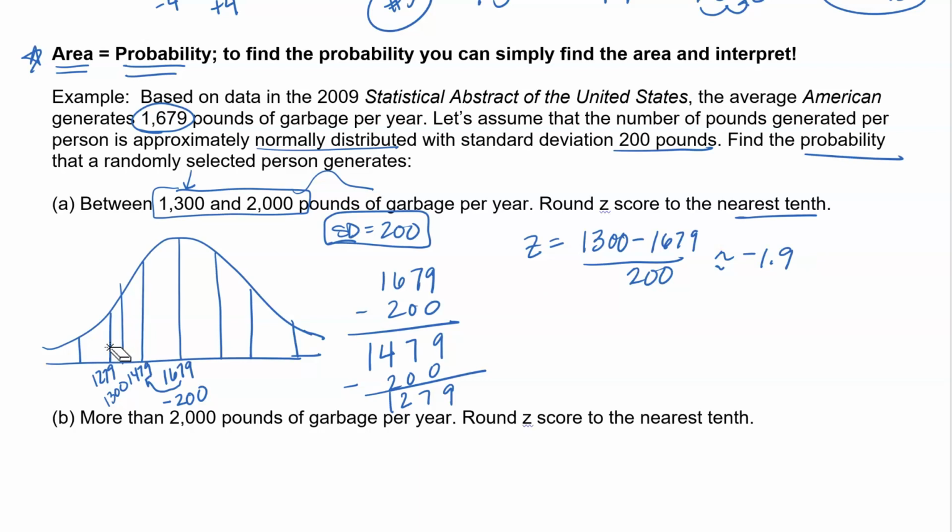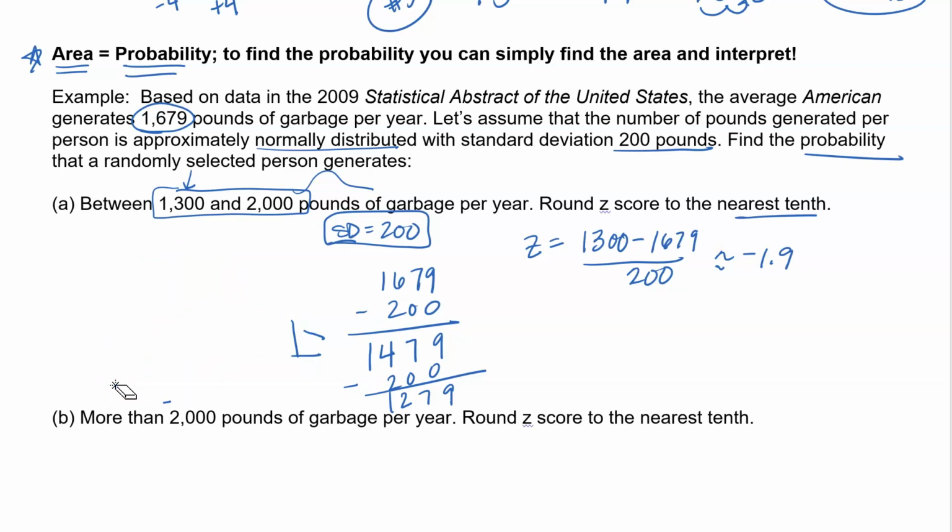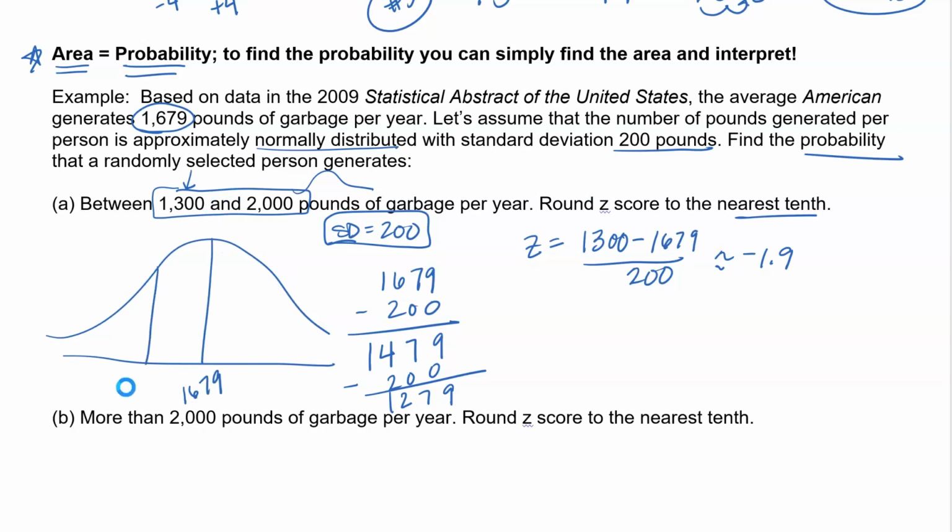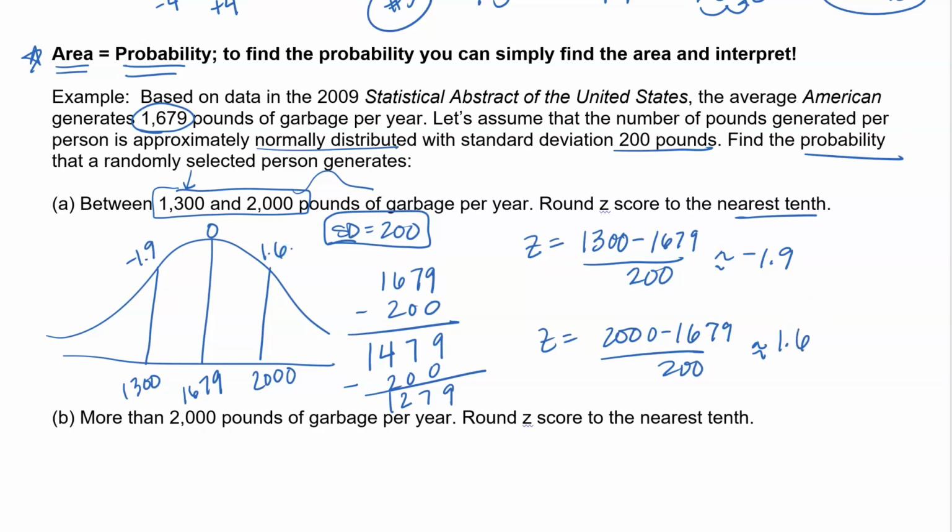Okay, and so at this point, I'm going to draw this curve over again, since those standard deviations that I originally calculated weren't the numbers that the problem was asking for. So I'm going to put 1679 in the middle, 1300 on the left, and 2000 on the right. Okay, we found the Z-score for 1300 is negative 1.9. Let's find the Z-score for 2000. So 2000 minus 1679 divided by 200, we end up getting an approximate Z-score, if we round to the nearest tenth, of 1.6. Okay, so that's above average.